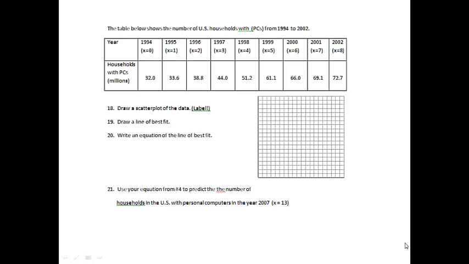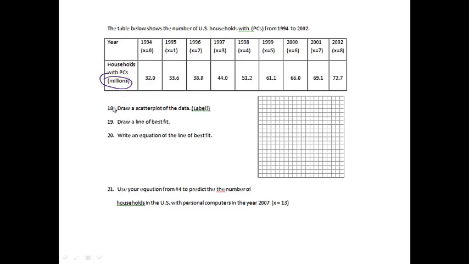Of U.S. households with PCs, personal computers, from 1994 to 2002. All right, so we can see from the year, you'll notice in 1995 there were 33.6 million households that had computers, and I'm going to go ahead and just circle that real quick. It is in millions, so all these numbers mean 44 million, 51.2 million, 61.1 million, and so forth. And then if you remember from when we did the lines of best fit assignment together, instead of putting 1994, we're going to use x equals 0, x equals 1, x equals 2, and so forth.